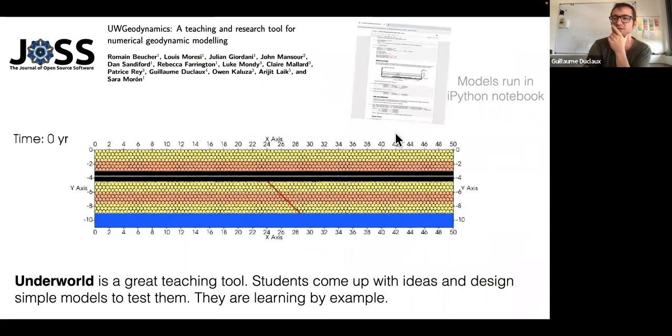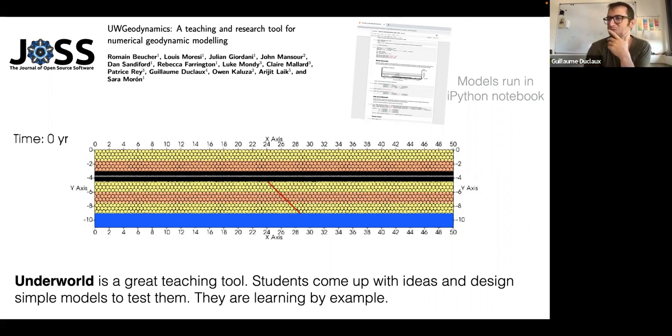That's my final slide. I just want to make some advertisement for using numerical modeling for teaching. This is a great tool. We've been using it a lot here in Nice with our students. A few years back, Romain Beuchet, Louis Moresi, and others, and I had a very small input into this work, so all the credits to them, put together a paper in the Journal of Open Source Software. And you can download it in a very simplistic way and run it on your computer.